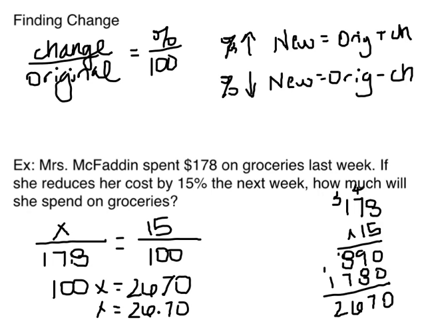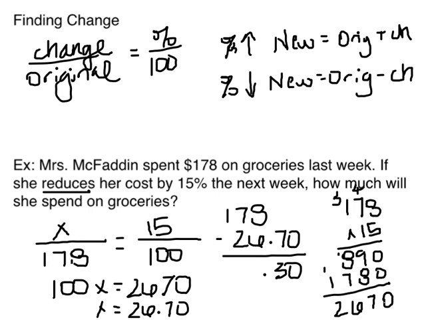So if it's a reduction or a decrease, to find the new, you're going to do the original minus your change. So 178 minus 26.70. Make sure you line up your decimals. So it's going to come to $151.30.